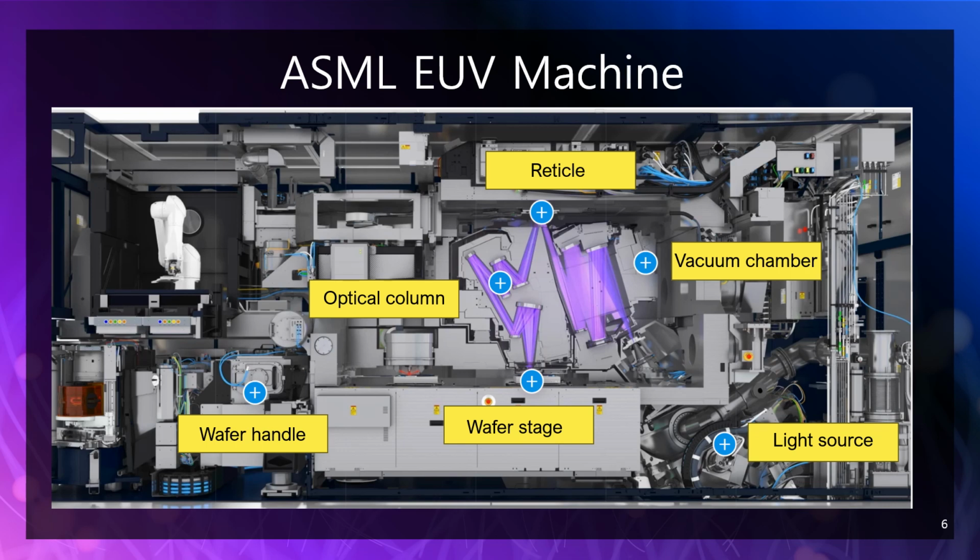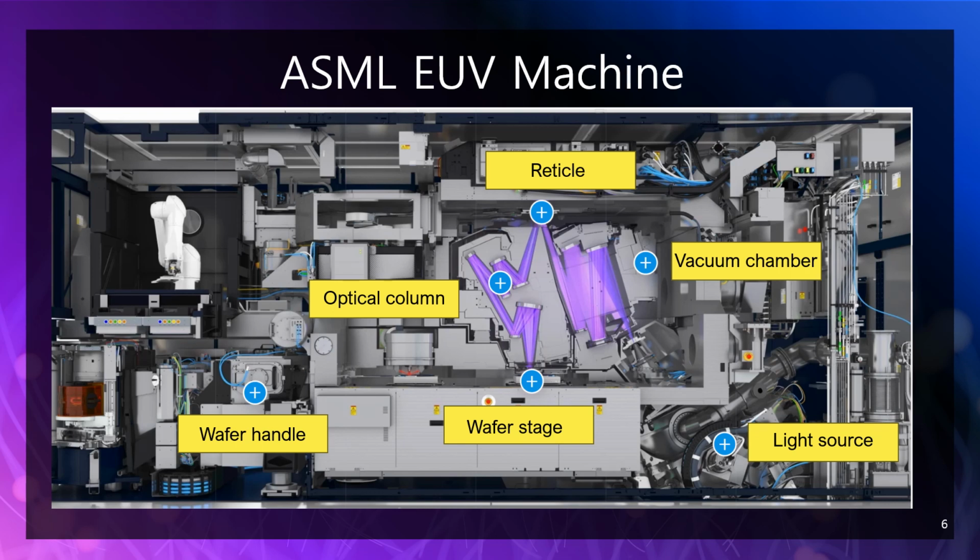Third, optical column. The EUV system uses mirrors instead of lenses to direct EUV light, and also reduces the reticle pattern by 4-fold. Fourth, reticle. The reticle contains a chip pattern that should be copied to the wafer. In EUV, a reticle is a multi-layer reflector that uses interference to reflect light from a pattern.